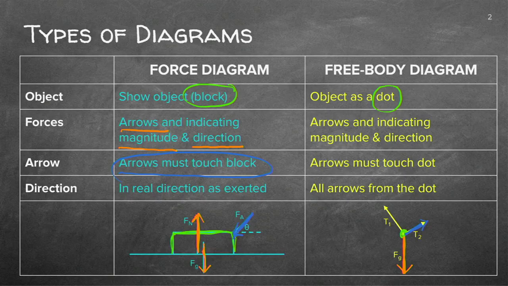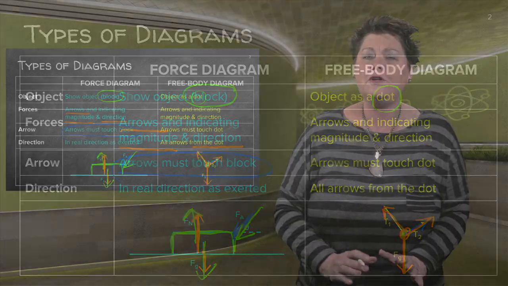But remember, the direction for a free body is different than a force diagram. When it's a free body diagram, the arrows need to all touch and go away from the dot. Whereas when you work with a force diagram, they will be working as they actually do. This one is working inward, that one is out, that one is out. So that is just a revision of the theory.